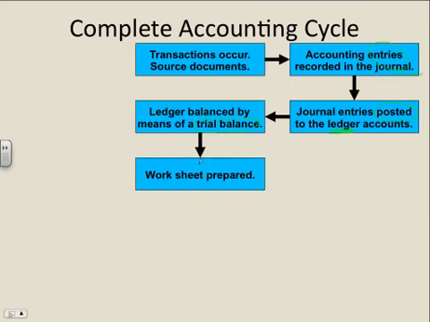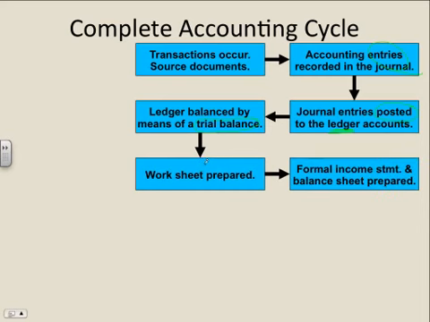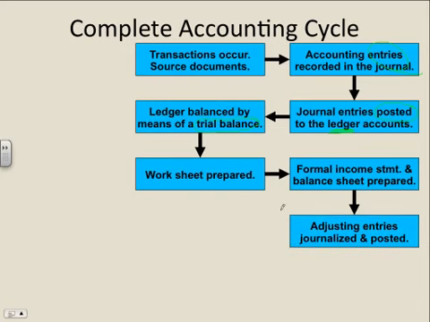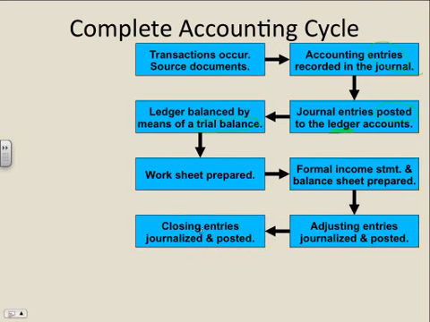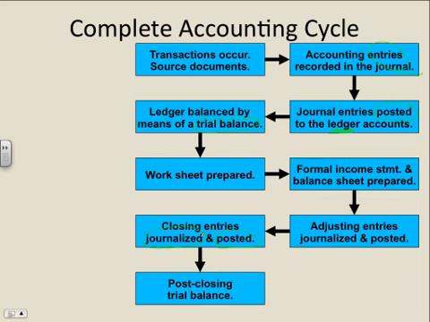Now we know our worksheet has the new adjustment columns on it. We're going to then prepare our income statement and balance sheet. Journalize and post the adjustments that were on your worksheet. You can do that before you do your income statement and your balance sheet as well. And then we're going to prepare closing entries, and we need to journalize and post our closing entries. So the next video will show you how to do those closing entries. And then it starts all over again after we do a post-closing trial balance.